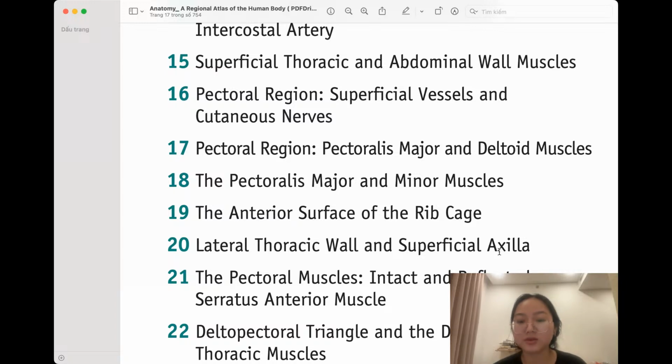The intact and reflected serratus anterior muscle. Intact, what does that mean? Intact means unchanged, not damaged, undamaged, or unimpaired in any way. So we call this one intact or complete. Intact is an adjective, so we can use it in front of a noun or after the verb to be, right? And reflected, we can know that, right?